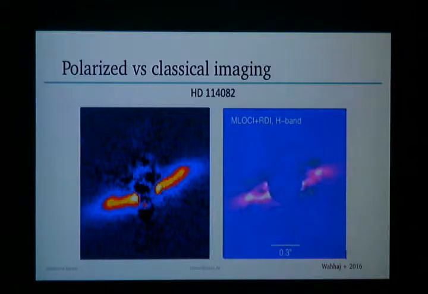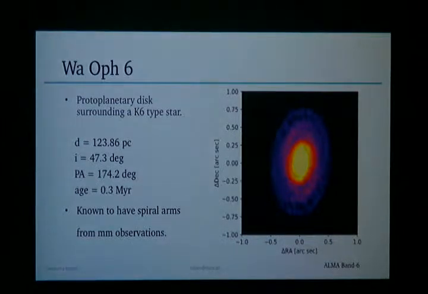And now I will present you the two objects that I've been studying and that I'm still studying. So this is WA-Ophiuchus 6. This is a protoplanetary disk surrounding a K6 type star. And what we have here is an image from ALMA, because we also use millimeter images to compare with SPHERE. This is a fairly young object, as you can see, 0.3 mega years. And from the ALMA images, we can see that it has some spirals over here, and then there is this outer ring.